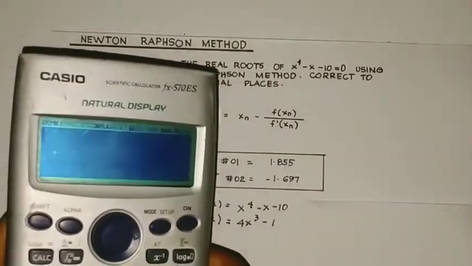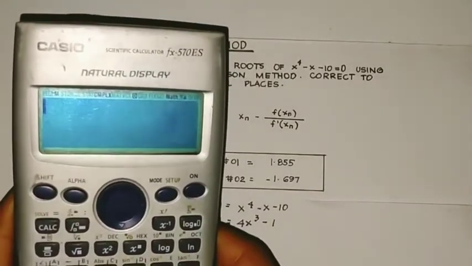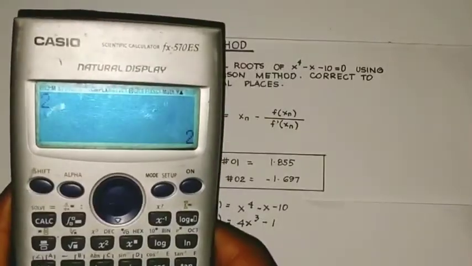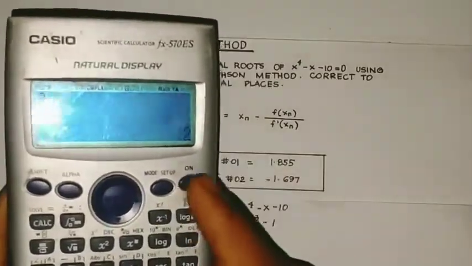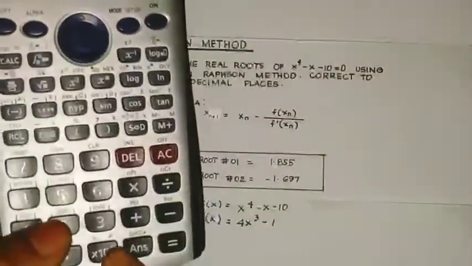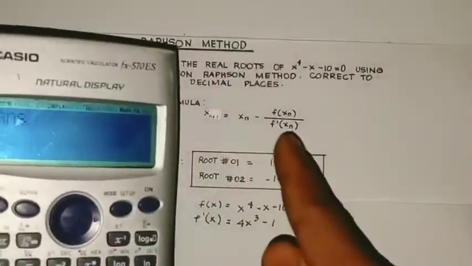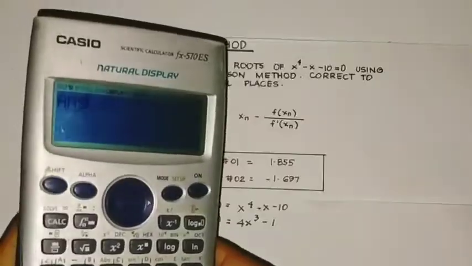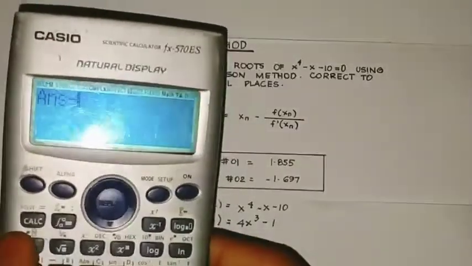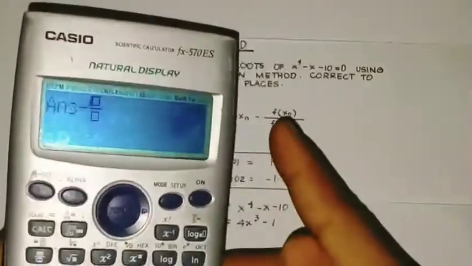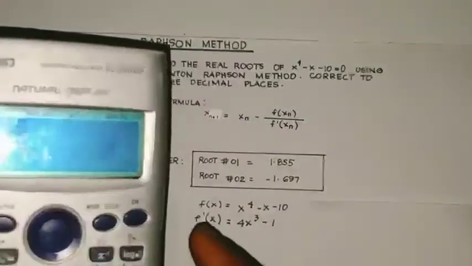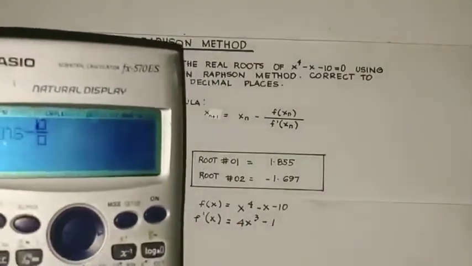Okay? So, mag-guess kayo initially. So, dito, mag-guess ako ng 2. Then, press nyo yung answer. And then, i-clear nyo. Then, click nyo yung answer button. Okay? So, yan na siya. And, satisfy na natin siya sa kanyang formula. So, answer minus fraction. So, yung x of n natin is, substitute natin yung answer sa original function.